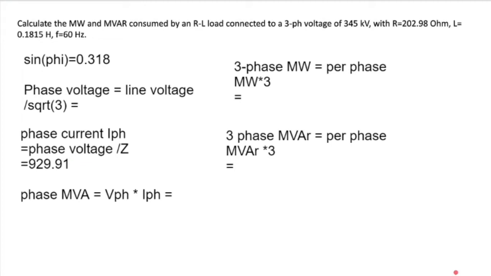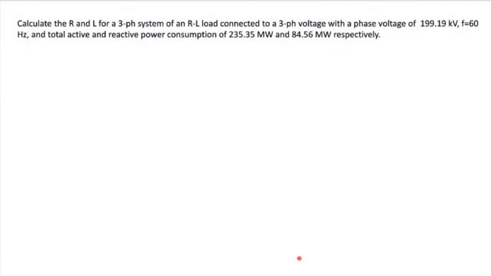Okay, if you got that one, we can go to the next one. In this one we are calculating the resistance and inductance, which is the opposite of that previous one. The resistance and inductance need to be calculated for an RL load that is connected to a three-phase voltage system with a phase voltage of 199.18, the same voltage that you calculated, and the frequency is 60 Hz. The active power and reactive power are given here, and we have to calculate the resistance and inductance.